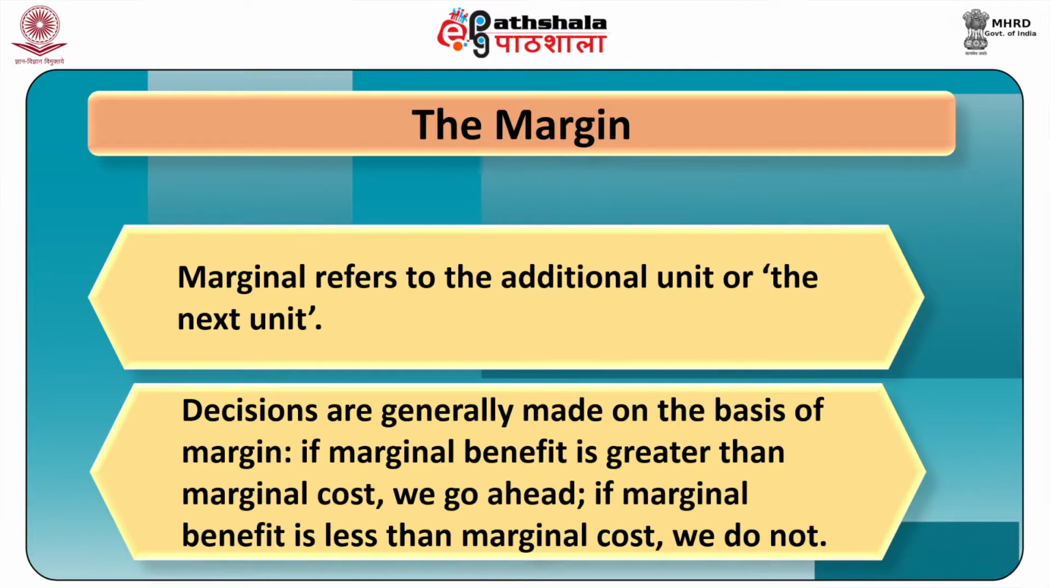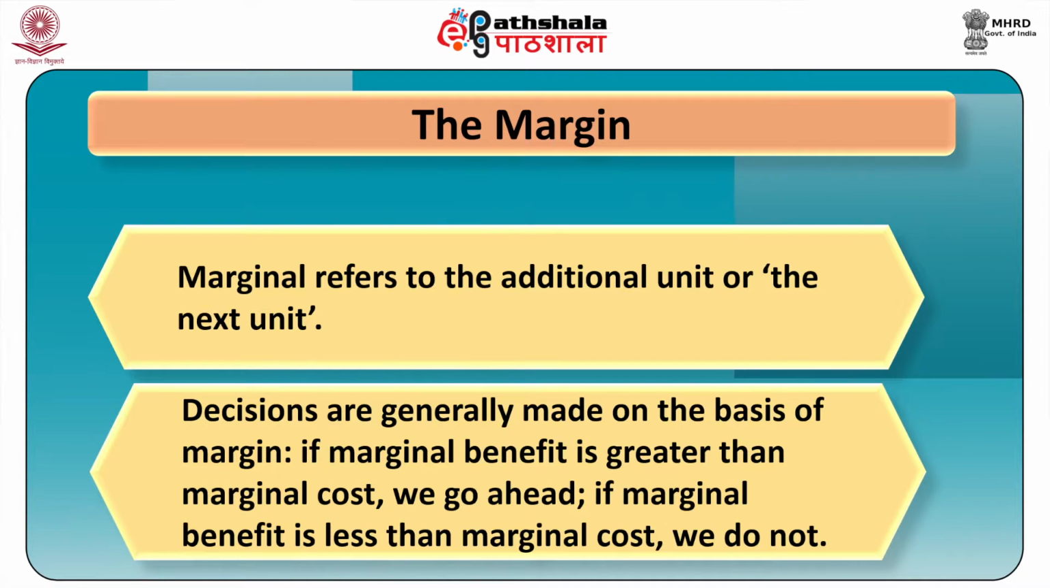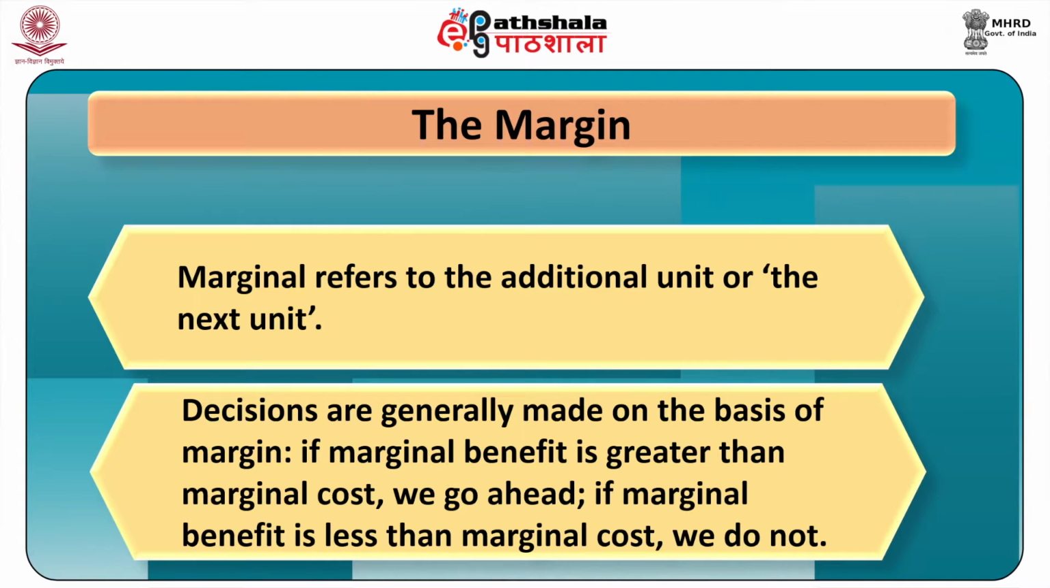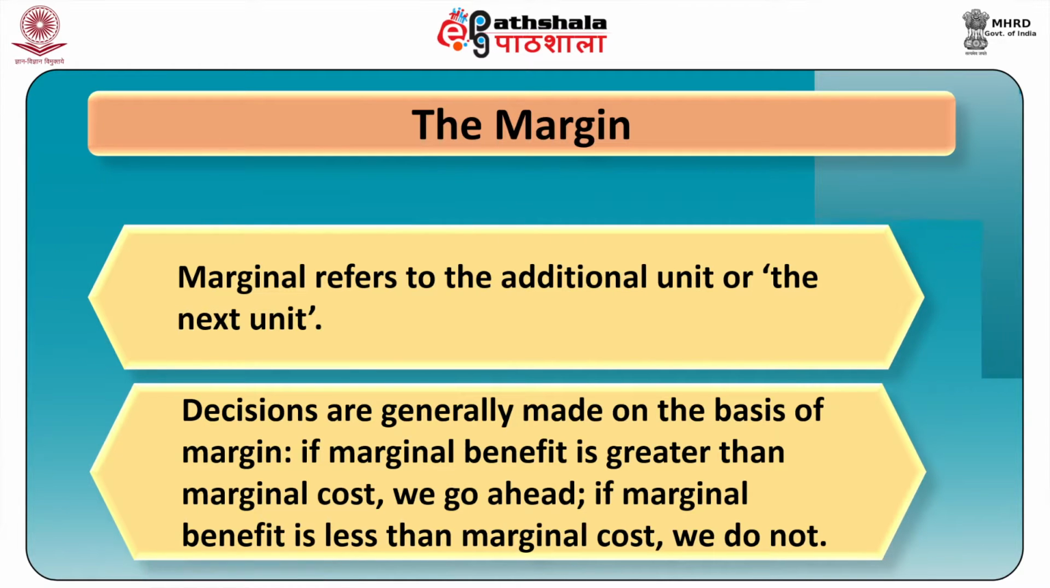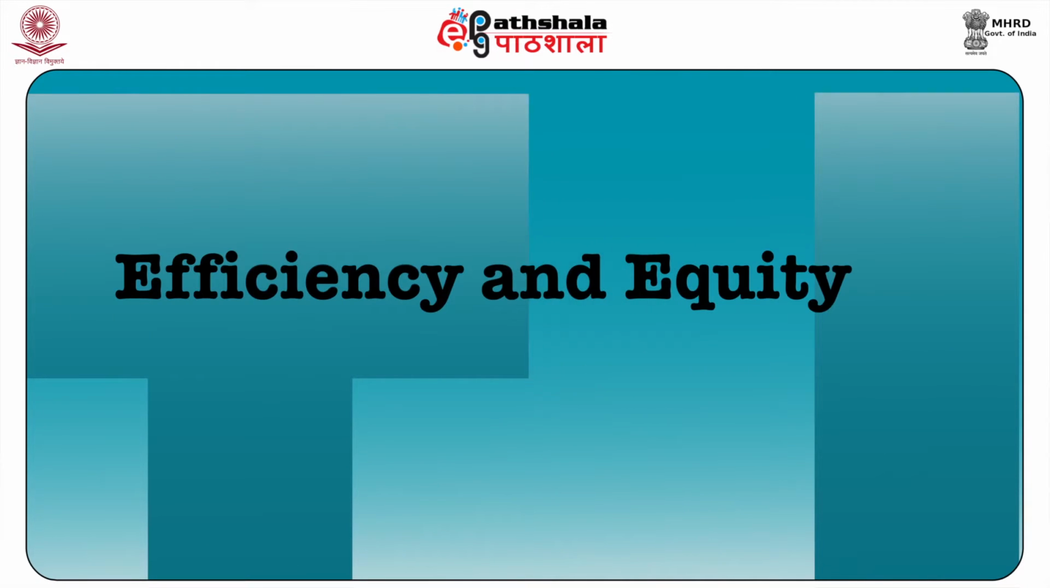When we make a decision, we focus on changes in cost and benefit. Decisions are generally made on the basis of margin. If marginal benefit is greater than marginal cost, we go ahead. If marginal benefit is less than marginal cost, we do not. One phenomenon which is generally observed is that the marginal benefits of most goods tend to diminish as the consumption of these goods increases. Efficiency and equity.